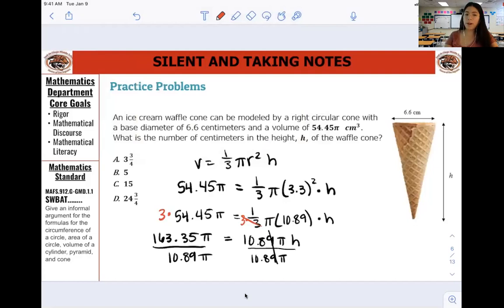We got 15, but why? What happens to the pi's? You didn't answer my question. The pi's cancel out. Good. The pi's cancel out, and then 163.35 divided by 10.98 gives me 15. So we end up with answer choice C.